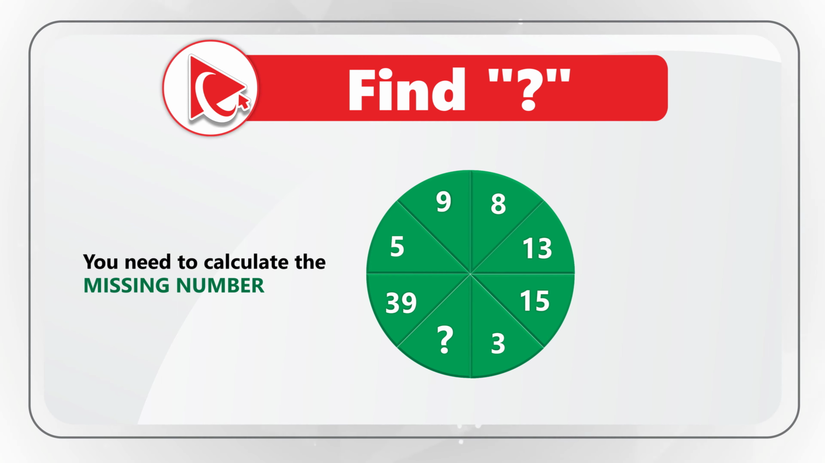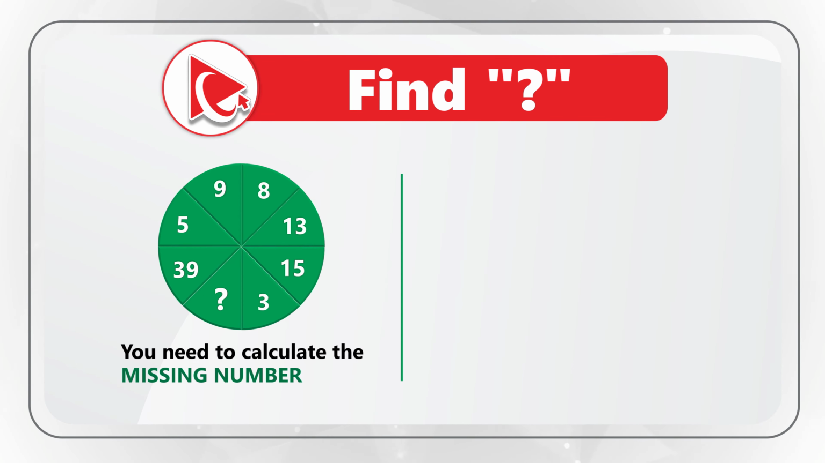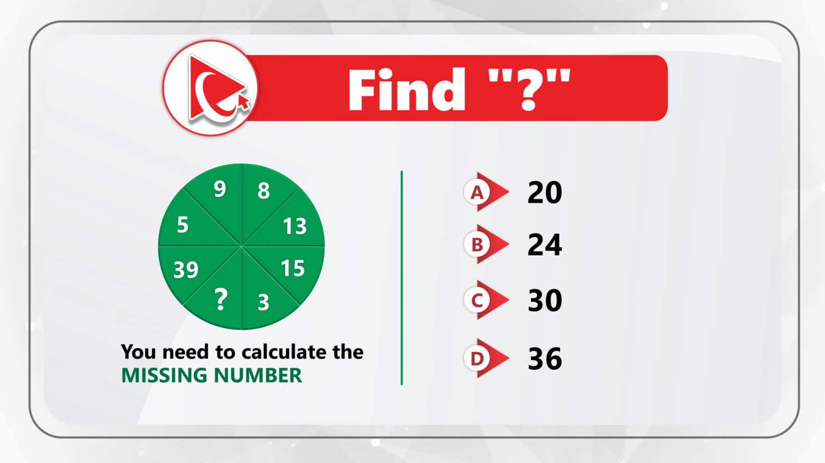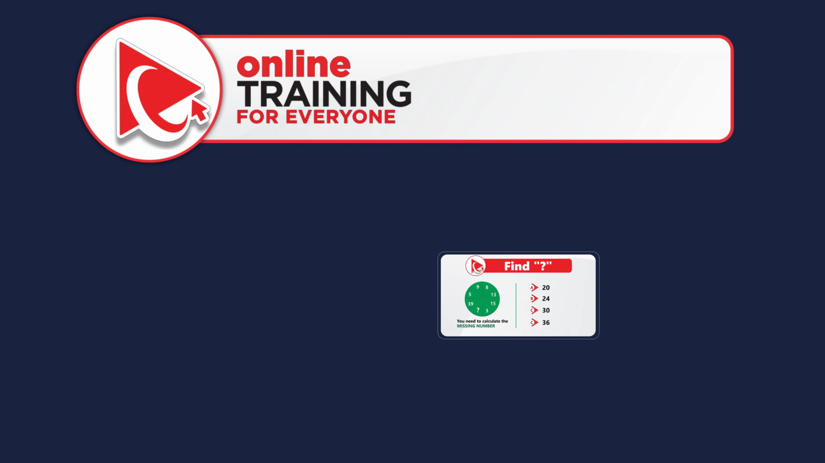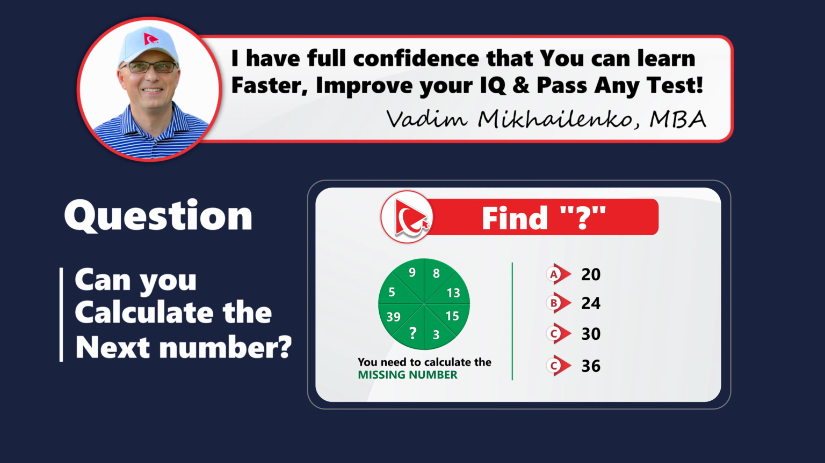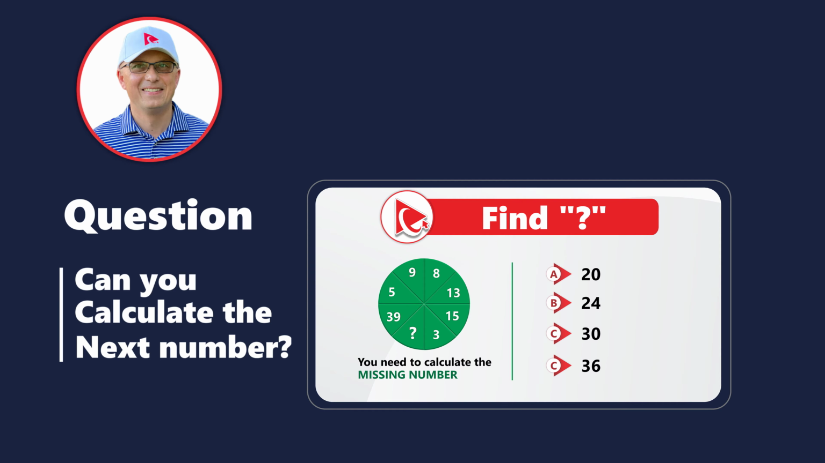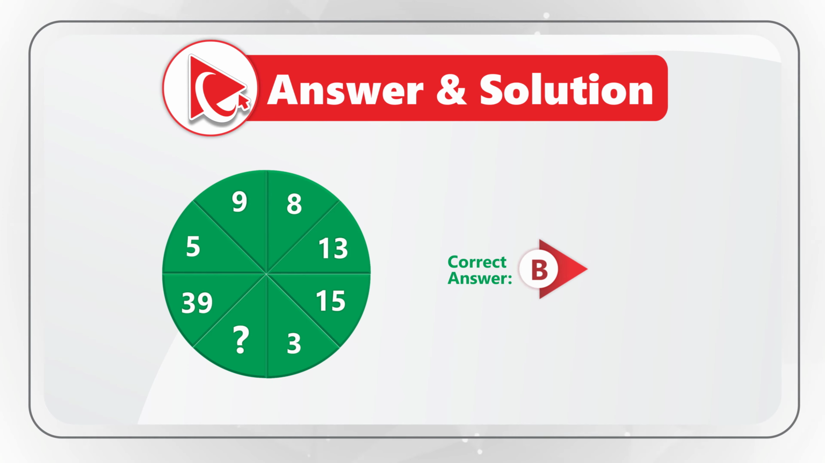You need to calculate the missing number out of 4 possible choices. Choice A, 20. Choice B, 24. Choice C, 30. And choice D, 36. Take a close look, maybe pause this video to see if you can calculate the solution. I hope you did it successfully and have your selection, because I am moving forward to share with you my version of the answer. And obviously, if you have a better way to solve it, please make sure to post in comments. I believe the correct answer is choice B, 24.